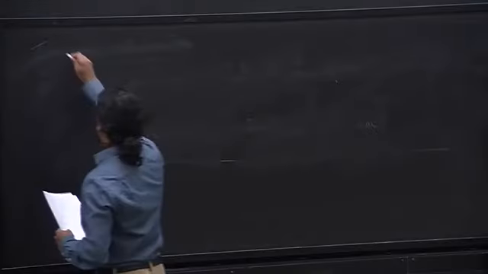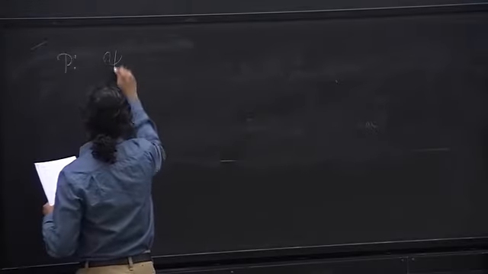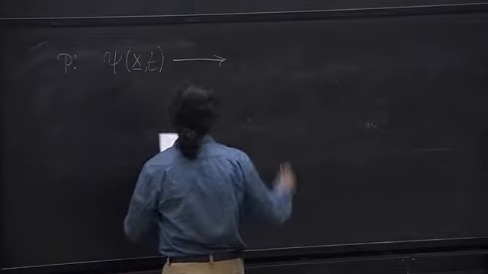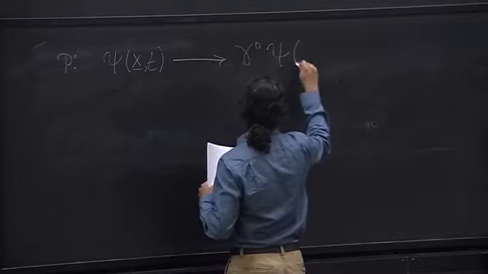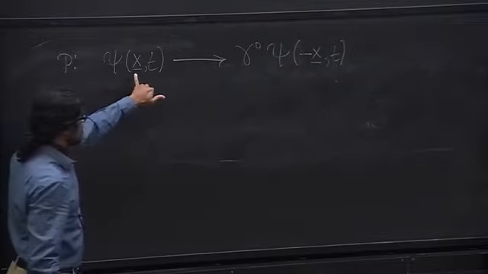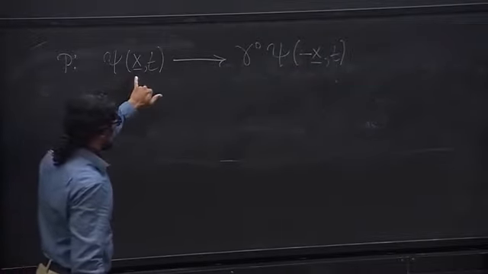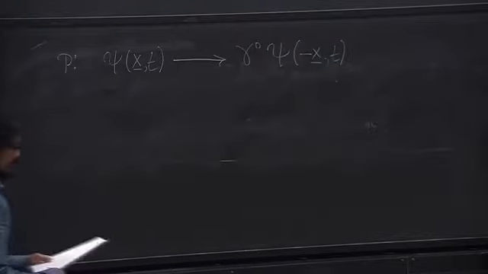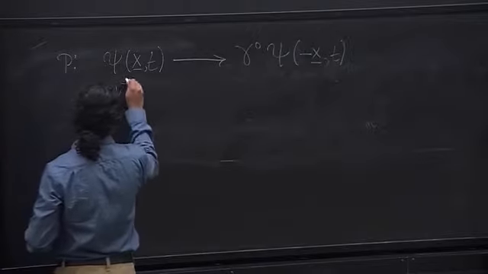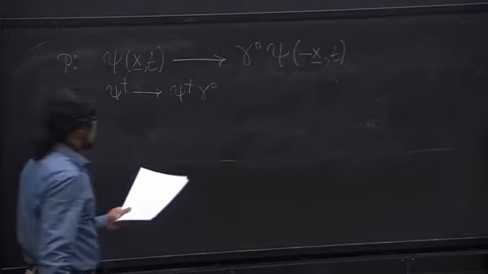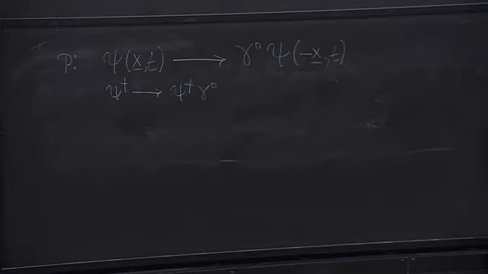So under parity, we expect the Dirac spinor to be taken to, of course, because parity reverses the spatial directions, the spatial dependence picks up a minus sign, but I'm going to leave that implicit, okay? So if that is the case, then this thing transforms like this under parity. And that's because gamma 0 is Hermitian.